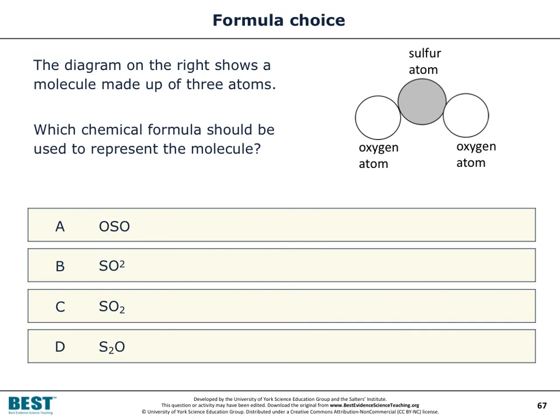So we're just going to finish with some little exercises. It's talking here about the diagram on the right, which shows a molecule made of 3 atoms. You can see what those atoms are. So which chemical formula should be used to represent the molecule? I want you to decide between A, B, C, and D. So pause the video, have a think, make a selection, and then I'll tell you what the correct answer is.